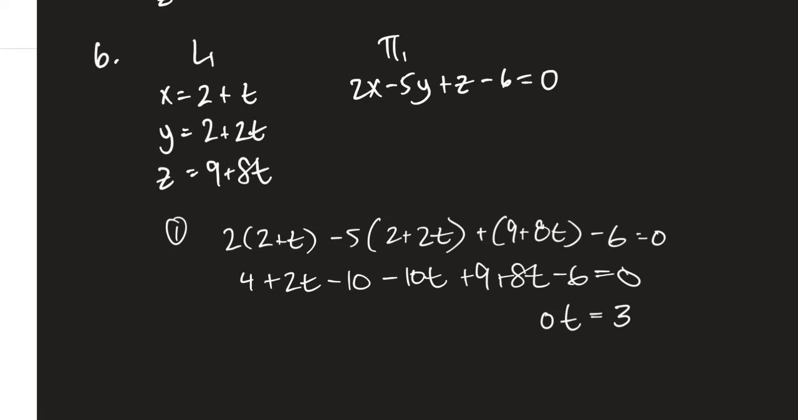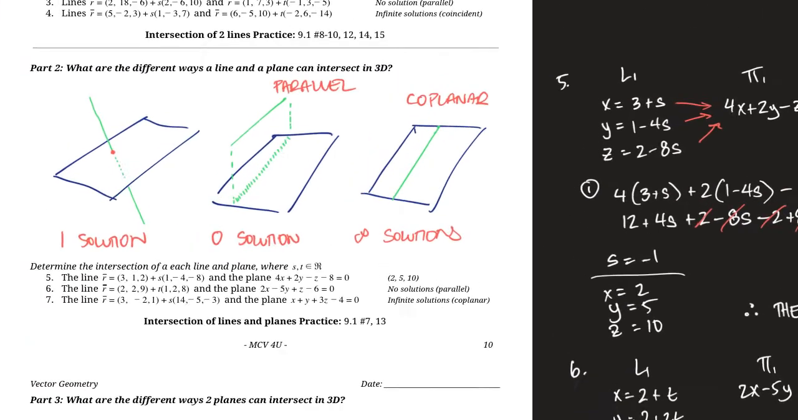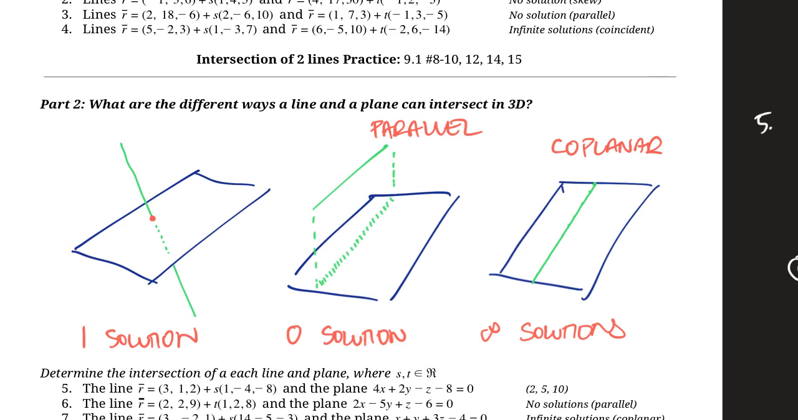0t equals 3. So is there a solution to this problem? No value for t is going to give you an answer, right? There's no value for t you can plug in to give you 3. So, therefore, it's quite clear that there's no solution. So that's pretty obviously which case it is, because there is only one case that has no solution, and that's if the plane and the line are parallel to each other.